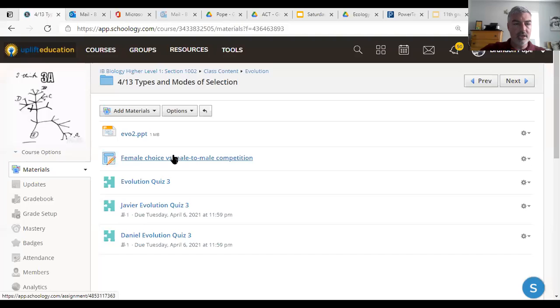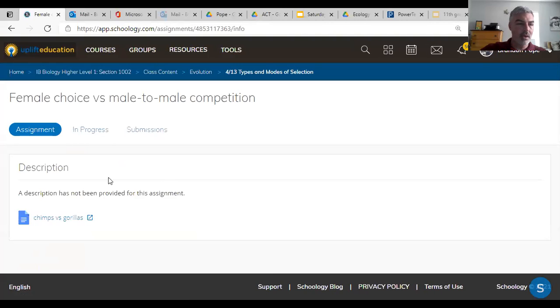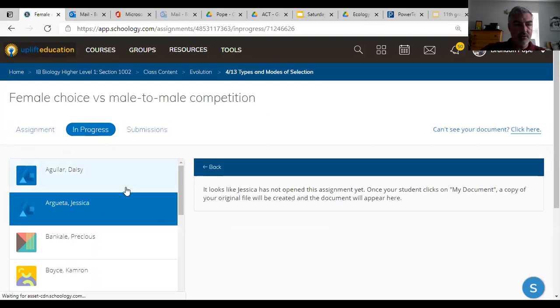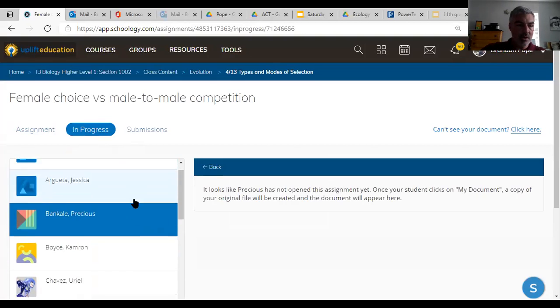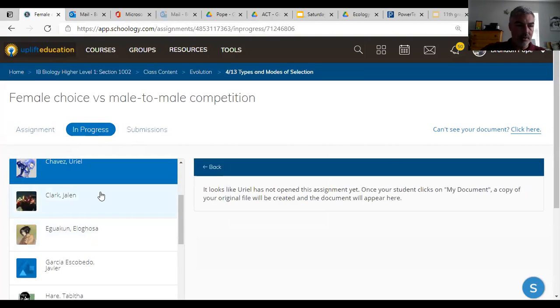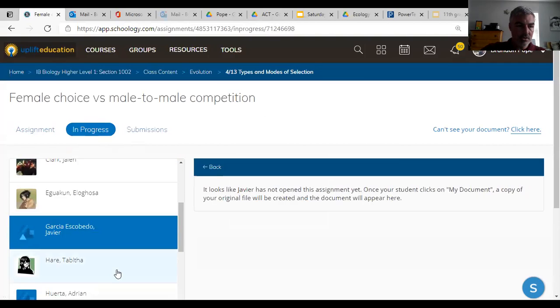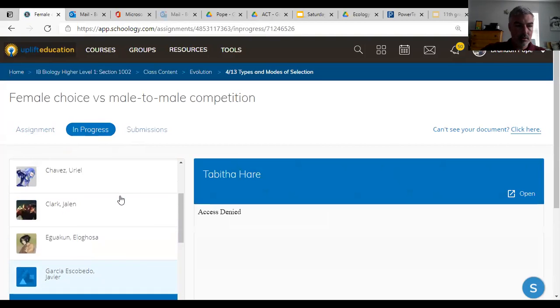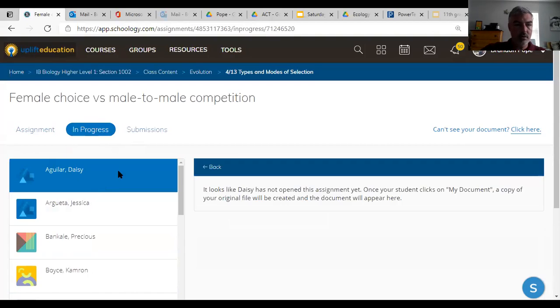So I need you to open this document. It says female choice in male to male competition. This is it. I'm going to give you guys say 1 minute to get over there. I'm going to open up rooms. If you haven't opened the document, you're going to be put in a room with people that haven't opened the document. I need you to have this document open. I don't know why it says access denied there. It's weird. So please, I need you to open that document. I'll be setting up rooms in the meantime.